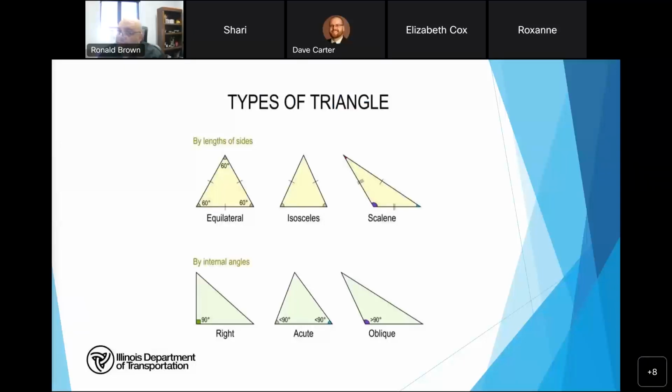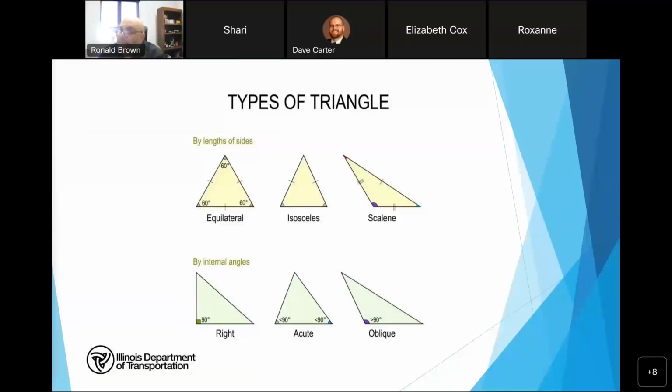Basic shapes you may encounter on a construction project would be a type of a triangle. You may run into this if you're measuring area for seeding and sodding, pouring concrete, or even a removal item if you're measuring for removal. The basic types of triangles include an equilateral triangle, an isosceles, or scalene triangle, and those are determined by the length of the sides on the triangle. For your internal angle measurements, they're named the right angle triangle, an acute triangle, or oblique.